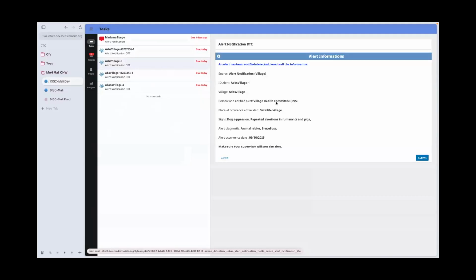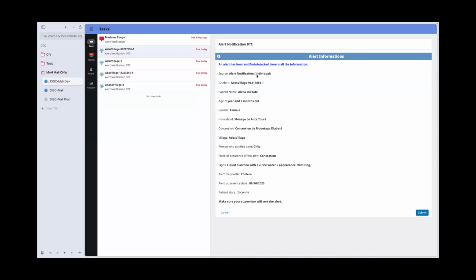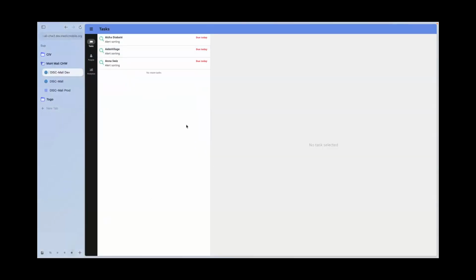So as you notice, the DTC at the health area also receives some notification. EBS, there is an alert, and he can see all the details. And for the patient, who is Aisha, he will also get an alert notification for an individual, Aisha Jabate. So he receives all of this information. So I'm going to go back to the supervisor who will do, let's say, the sorting.